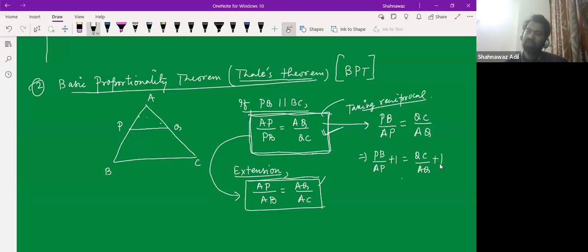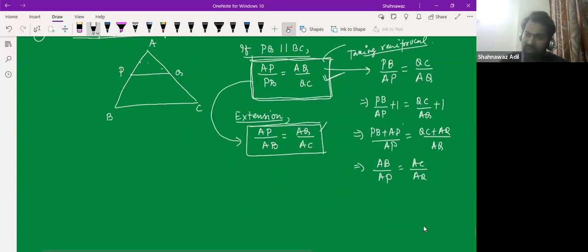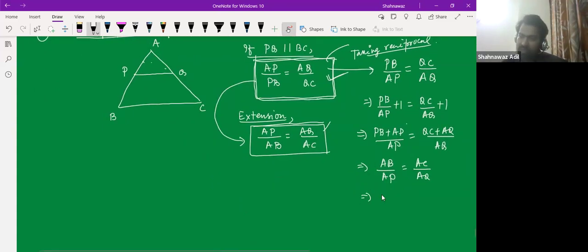Now if I add these things, what will I get? I will get PB plus AP divided by AP, and then QC by AQ plus AQ divided by AQ. So what is PB plus AP? AB, right? So this is AB by AP, and then this is QC plus AQ, which is AC, right? So then we got what we wanted. Now we have to take the reciprocal again. So taking reciprocal again, this would be the answer, right?